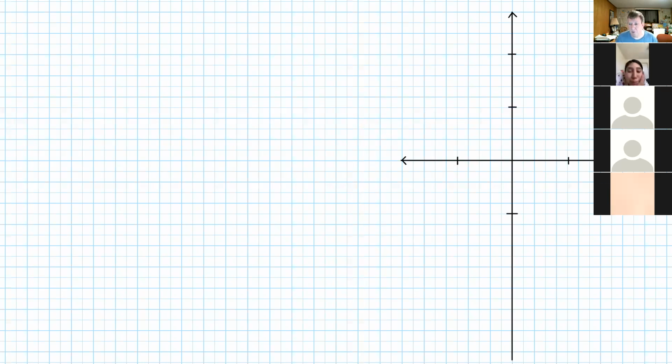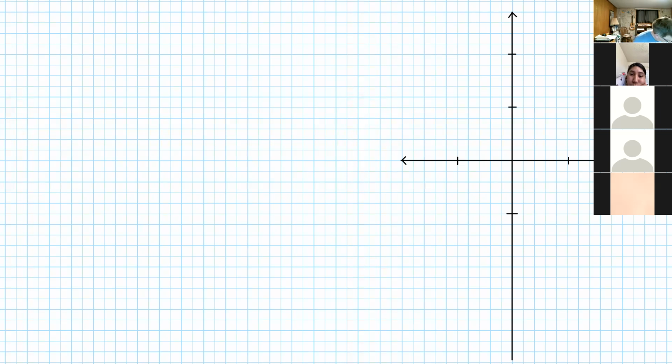All right, so yesterday we looked at graphing a linear inequality. What we're going to look at today is graphing a system of linear inequalities. So we're going to have 2 different linear inequalities. We're going to graph them on the same graph, and then where they intersect will be the solution of the system.